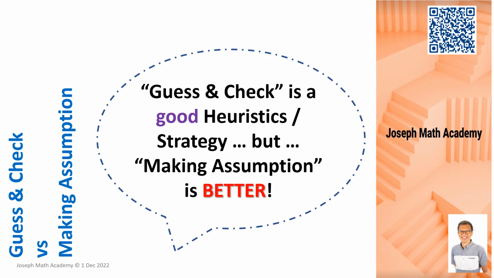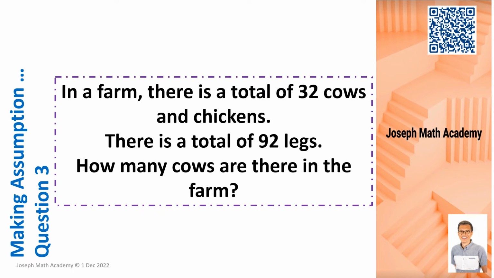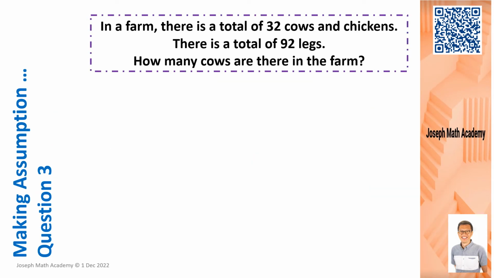Okay, so guess and check is a good heuristic. It's a good strategy. It's a good concept, but making assumption is better, more effective, more efficient. So allow me to share with you this strategy. Okay, so we are going to use big values, the one that we had in question 3, these big values. So I'm going to demonstrate to you how to use making assumption to solve this same problem.